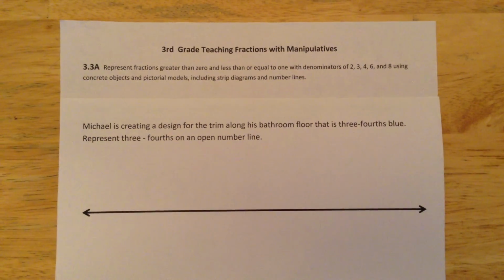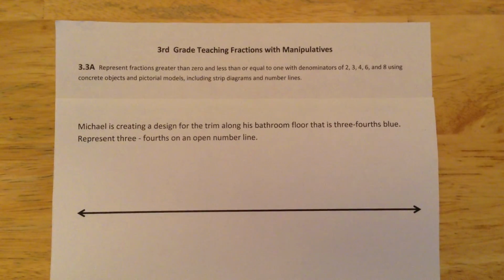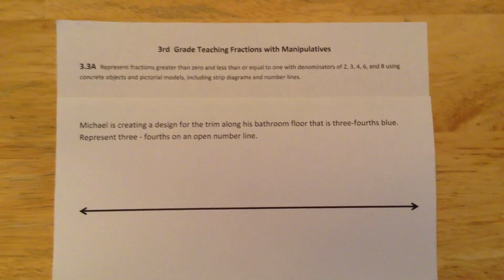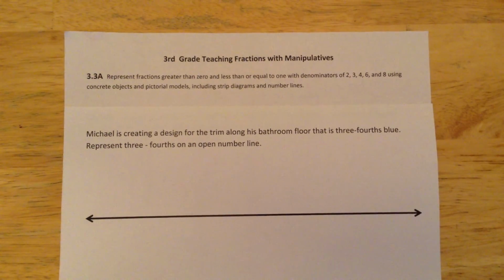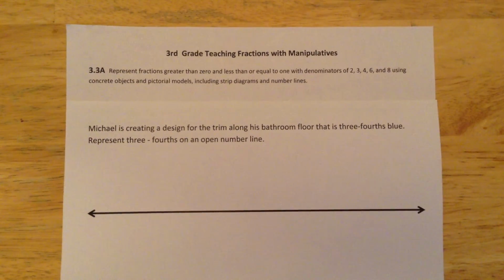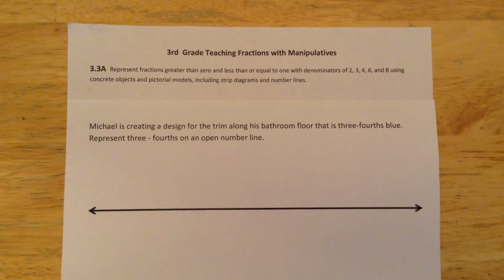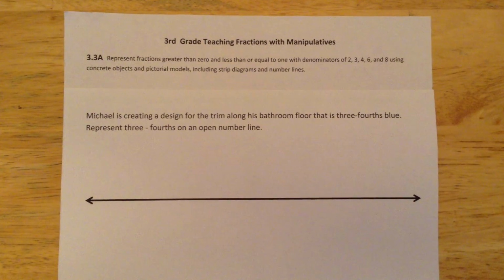Take 3.3a. Represent fractions greater than 0 and less than or equal to 1 with denominators 2, 3, 4, 6, and 8 using concrete and pictorial models including strip diagrams and number lines. We are going to be looking at a scenario with an open number line.